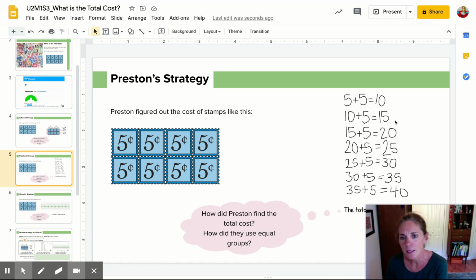another 5, that equals 15. He added another 5, that equals 20. 20 plus 5 is 25. 25 plus 5 is 30. 30 plus 5 is 35. 35 plus 5 is 40. So he figured out that the total cost of this sheet of stamps is 40 essentially by counting by 5s. He went 5, 10, 15, 20, 25, 30, 35, 40.